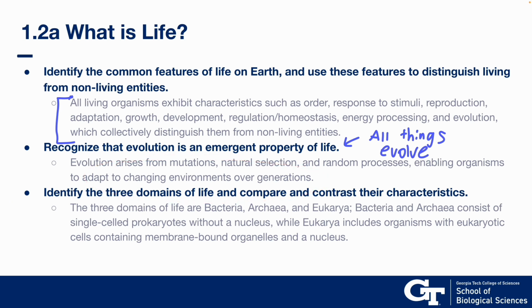And then we're talking about the 3 domains of life. There are 3: bacteria, archaea, and eukarya. Bacteria and archaea are prokaryotes, which means that they are without a nucleus, and eukarya have membrane-bound organelles in a nucleus. So just be able to differentiate between those two right now. Prokaryotes are bacteria and archaea without a nucleus. Eukarya have membrane-bound organelles in a nucleus. Hopefully that should be pretty simple.